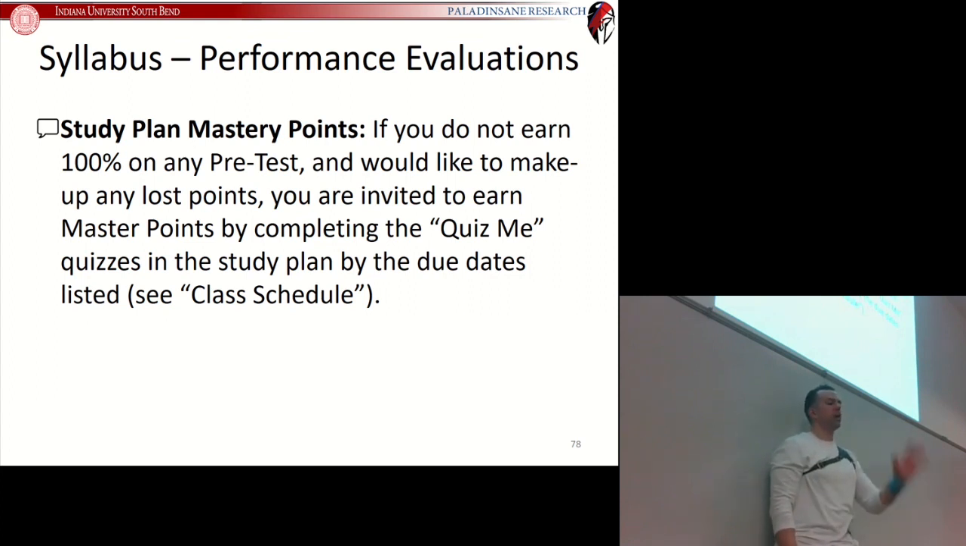So if you're really struggling on a pretest, you get 50% on your pretest. But then after we learn the material, you go and practice with the mastery points and you get 100% on the mastery points for that chapter, I will change your pretest score to 100%. I will take the maximum of the pretest or the mastery points. So just bear that in mind. The pretests are important, but I don't want to destroy your grade, your GPA. So we do have the study mastery points as well.